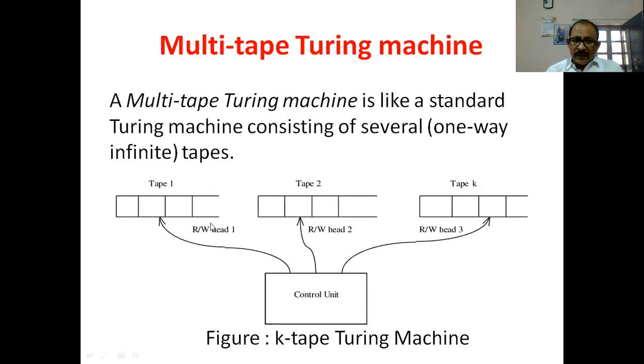First thing. Second, in the standard Turing machine there is one read-write head, but in the multi-tape Turing machine there are K read-write heads: read-write head 1, read-write head 2, up to read-write head K. Here, instead of 3, we take K.